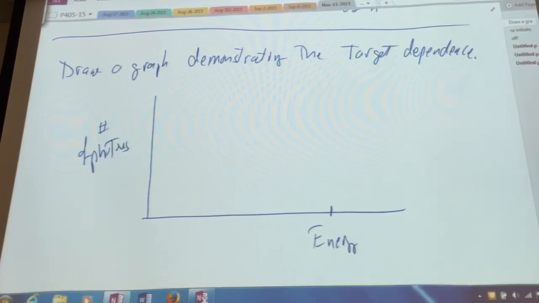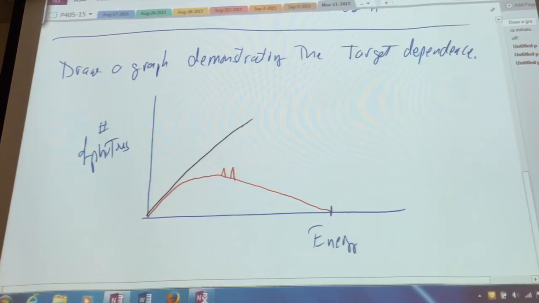Put our maximum out there. And our low, or small, or lightweight target does something like that. And it's got maybe a peak down there. And our high energy target, our heavy target rather, does something like that. And maybe it's got some peaks there.